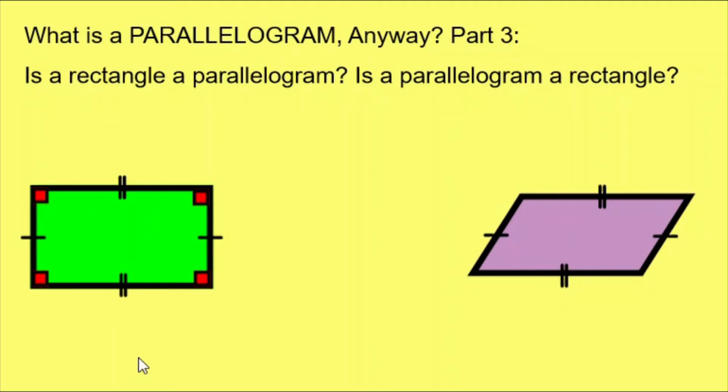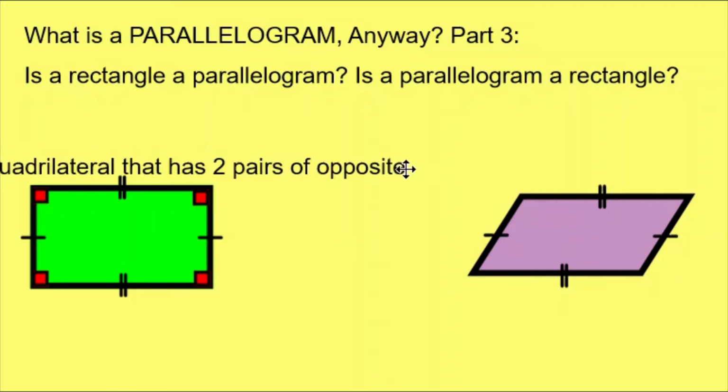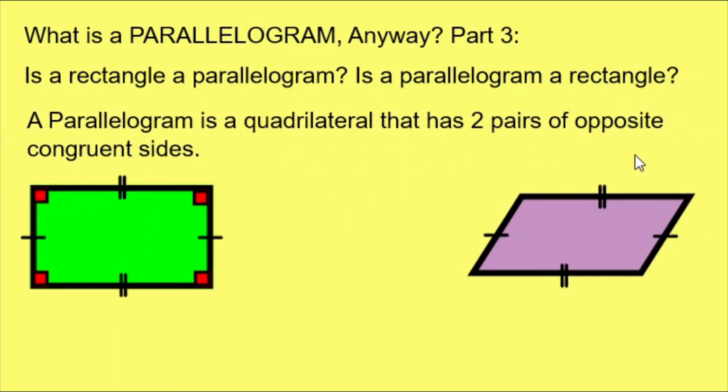Is a rectangle also a parallelogram? And is a parallelogram also a rectangle? We have a green rectangle here that shows it has two pairs of opposite congruent sides and four internal 90-degree angles. And we have a purple parallelogram that shows it has two pairs of opposite congruent sides. Looking at the definitions, a parallelogram is a quadrilateral that has two pairs of opposite congruent sides. This rectangle is following that rule, and that means that all rectangles are also parallelograms.